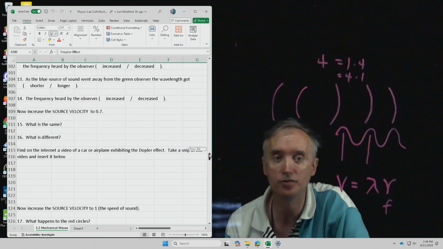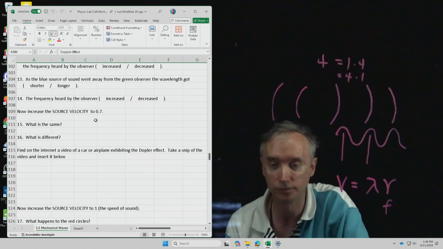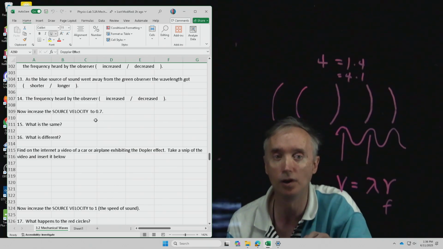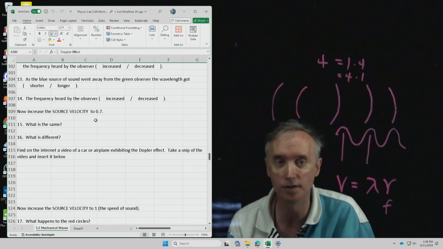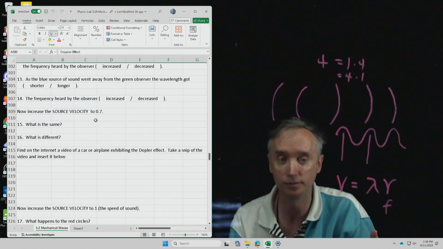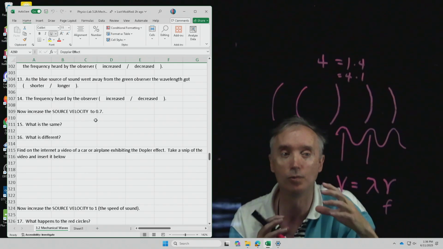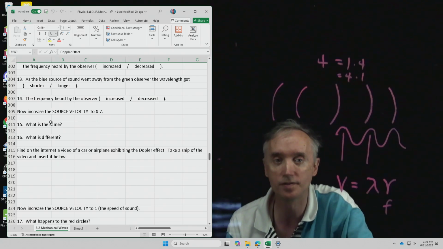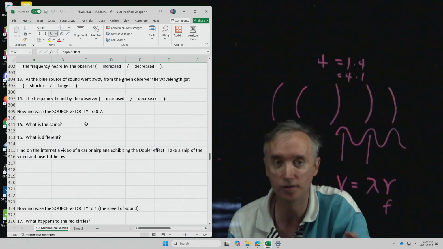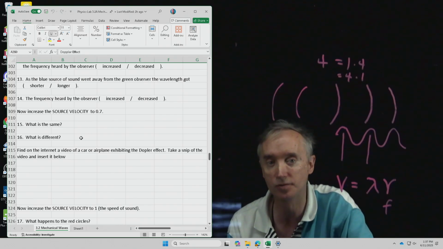Now you are going to increase the velocity to 0.7. You should have been using low velocities, but now we're going to increase the velocity to 0.7 and look at what happens to the red lines, and also look at what happens to the frequency. What is the same about using a low speed and a high speed? And what is different about using a low speed and a high speed?